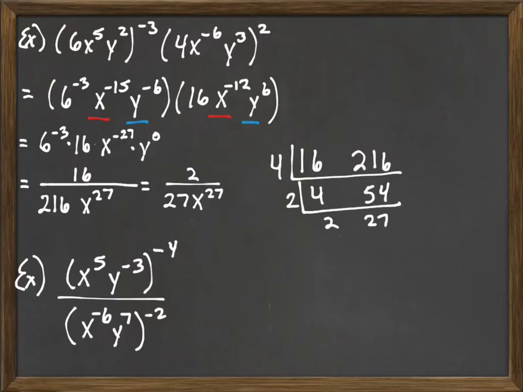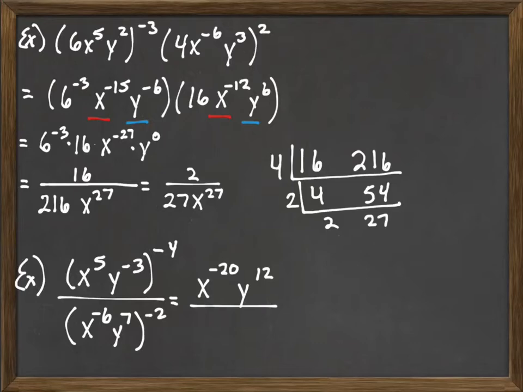So we begin here. We're raising stuff to the negative fourth power on the top. So I have an x to the fifth raised to the negative fourth. Remember, we multiply the exponents when we're doing powers. So 5 times negative 4 will be x to the negative 20th. I have y to the negative third raised to the negative fourth. So again, we multiply. Negative 3 times negative 4 makes that y to the positive 12th power.